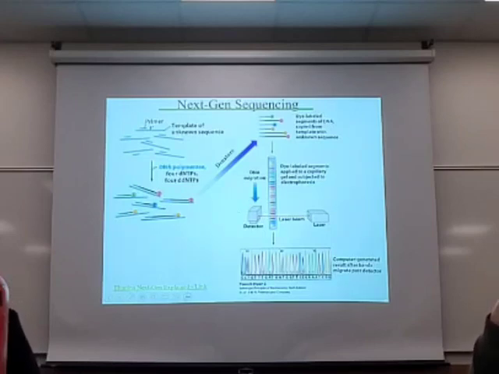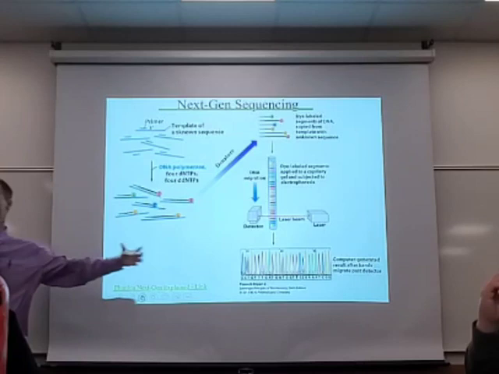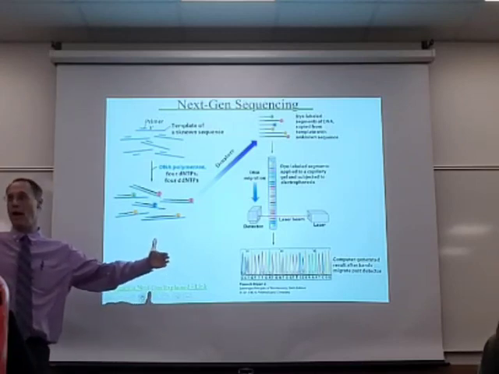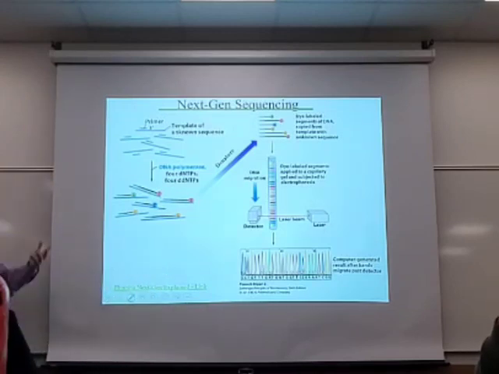But there are people who are working on ways to make them longer reads, which actually have more accuracy. You can get hundreds of base pairs at a time, and there are some platforms that can do that. But this is the one that's popular because it's cheap and it's really easy.